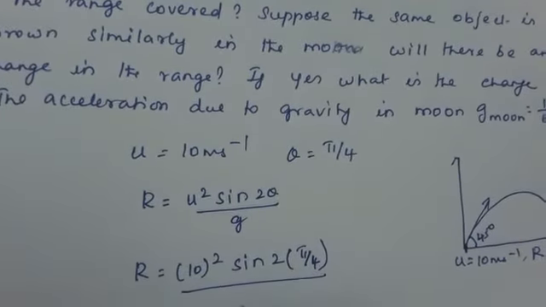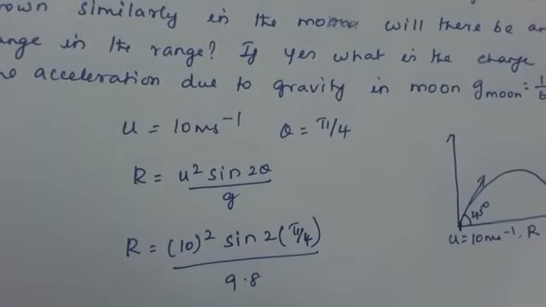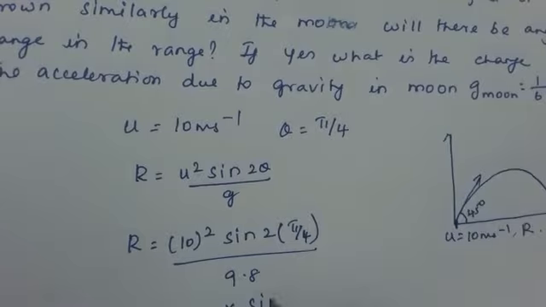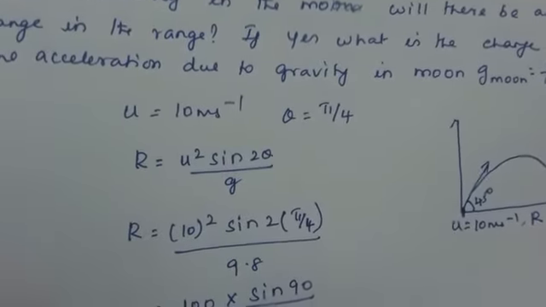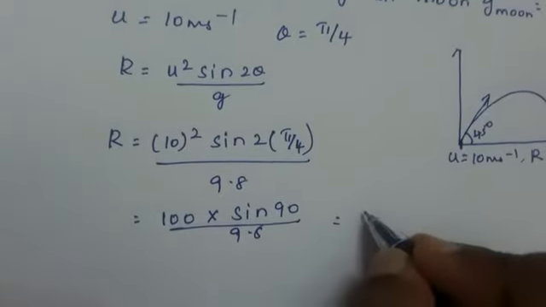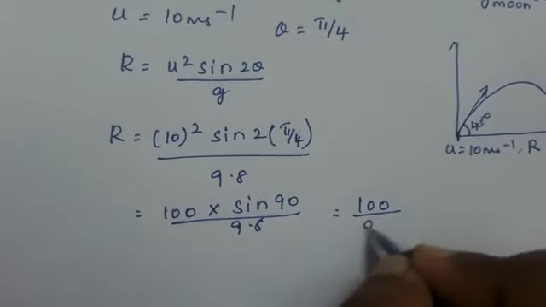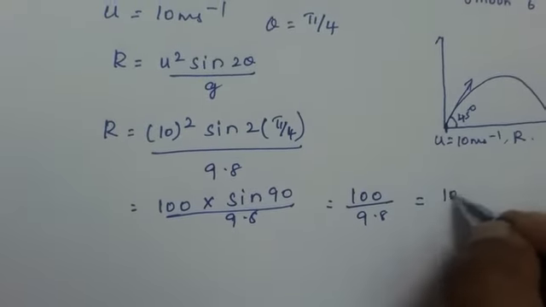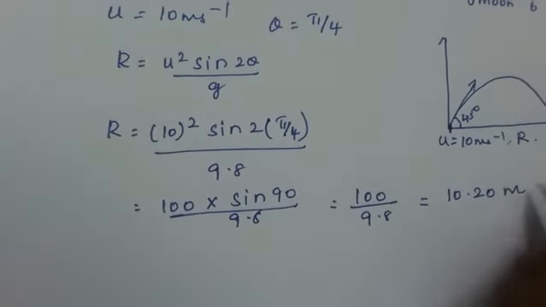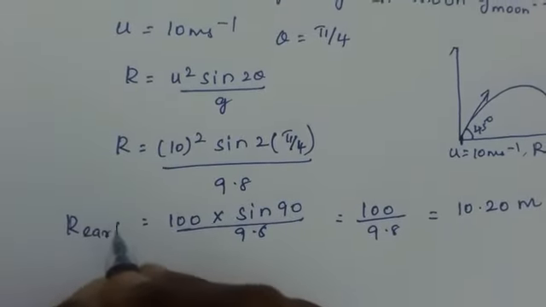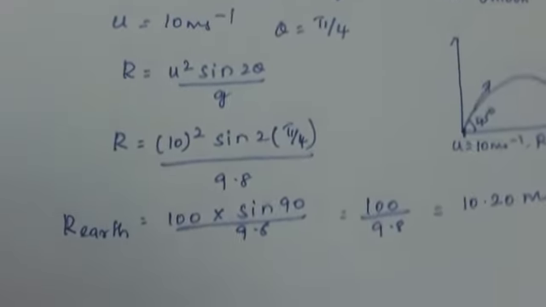What is the g value? g value is 9.8. So we can write it as 100 into sine 90 divided by 9.8. Okay. So sine 90 is what? 1. So 100 by 9.8. If you divide it, we will be getting 10.20 meter. Okay. So this is happening on earth, so we can write it as R earth.